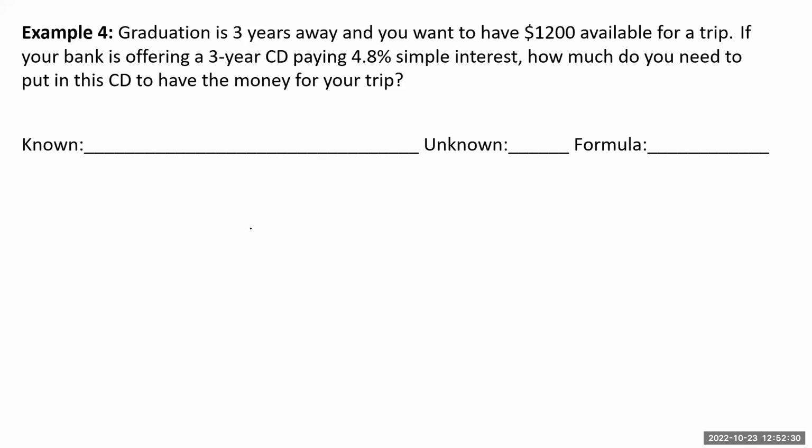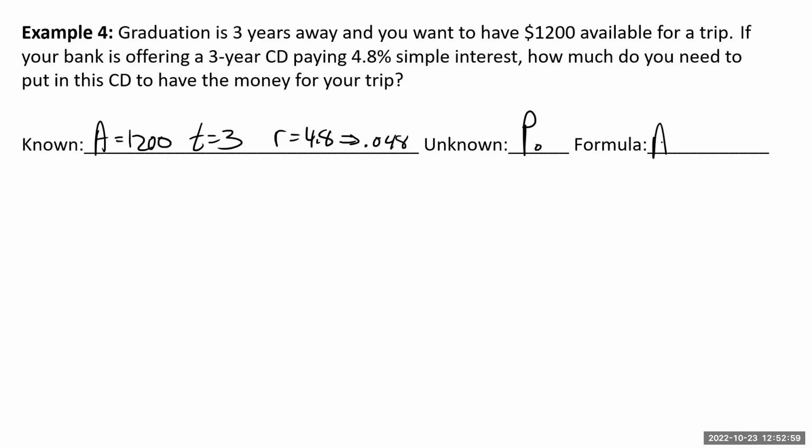We know that we want to have in the account, meaning the account balance A is $1,200. We're going to be doing this for 3 years because graduation is 3 years away, and we've got an interest rate of 4.8%, which is 0.048. What we want to know is how much money I need to take out of my bank or my paycheck right now so I can have the money for the trip. That's the P sub 0.